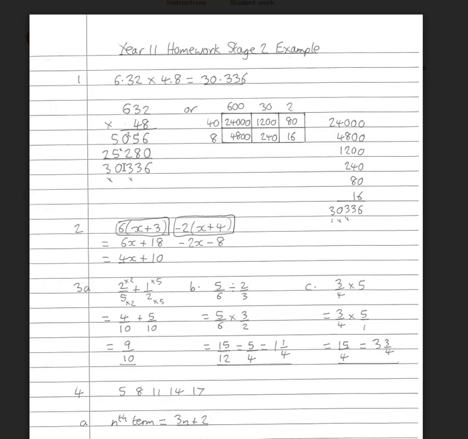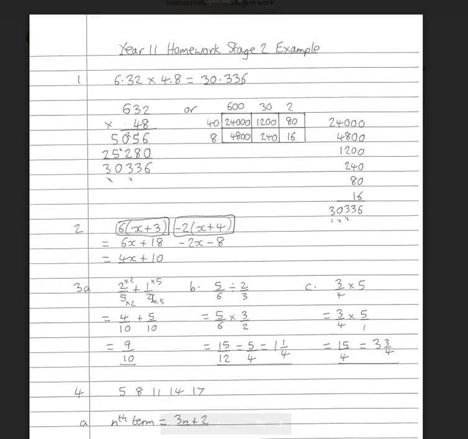30.336. If you think about it, it kind of makes sense, because this is almost 6 and this is almost 5, and 6 times 5 makes 30, and that's about what answer we've got here. So it makes sense, and that little check I just did is a good thing to do.